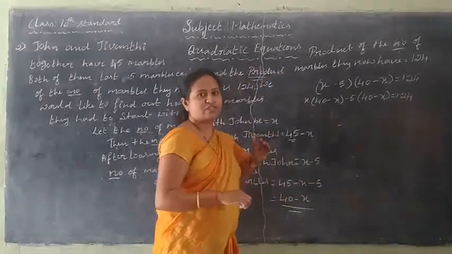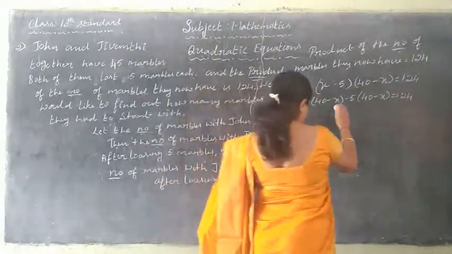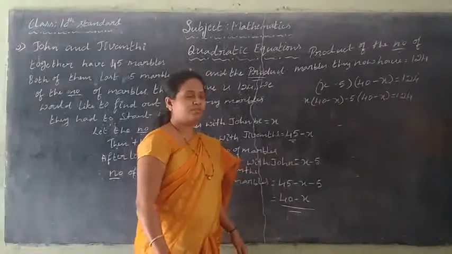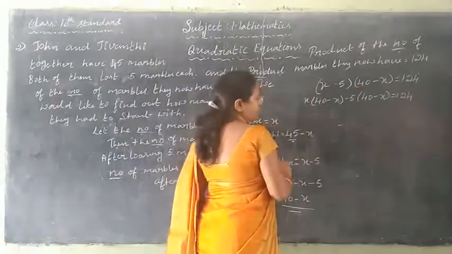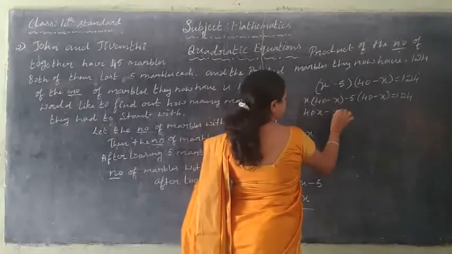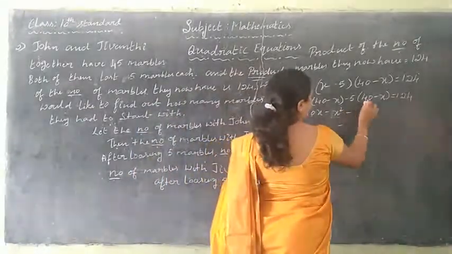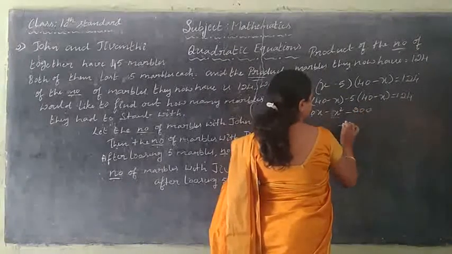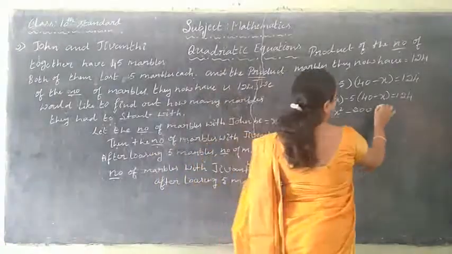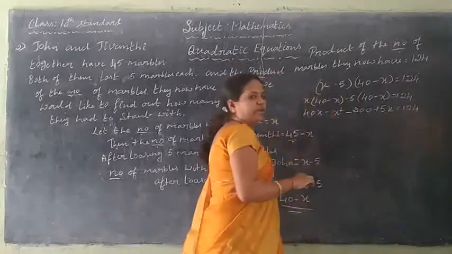Got it? So you have to take the first term and multiply by 40 minus x. In the same way, take the second term. What is there? Minus 5 is there. Multiply by 40 minus x. Got it? Now, 40 into x, how much will you get, children? 40x. Then x into x is x square, minus x square. Be careful with the signs. Then minus 5 times 40 is minus 200. Minus into minus, children, will become plus 5x is equal to 124. Write down 124 as it is.